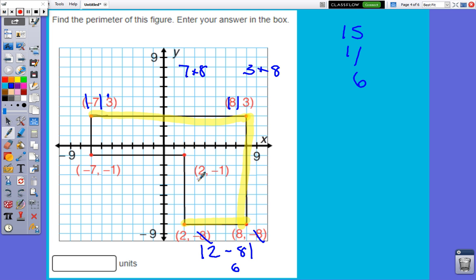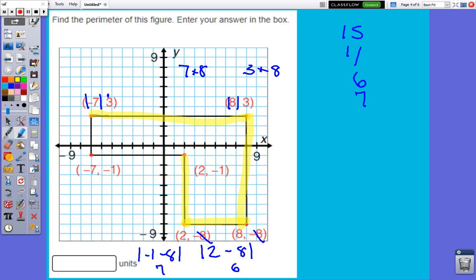-2, -8, 2, -1. X-intercepts are the same. We'll focus on the y-intercepts. I'm going to take the absolute value of -1 minus 8. Well, let's just think about this as 8 minus 1. 8 minus 1 gives me 7. So the distance between here and here is 7 units. I've now done that side.